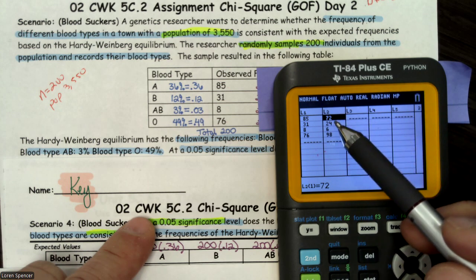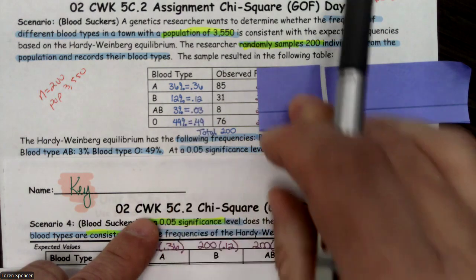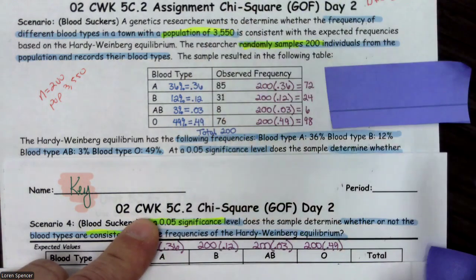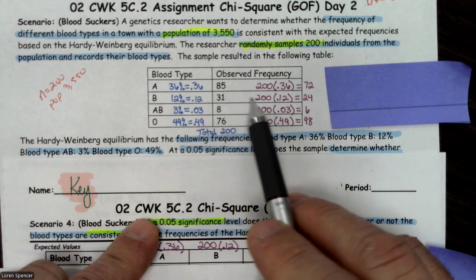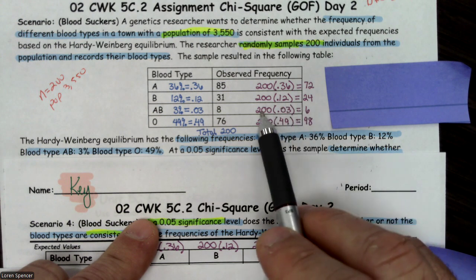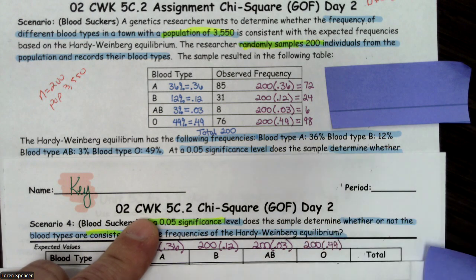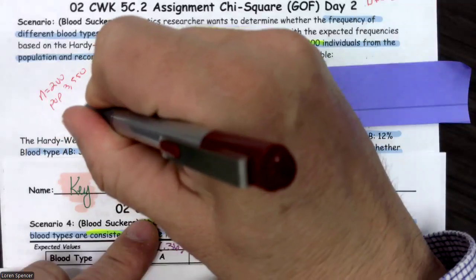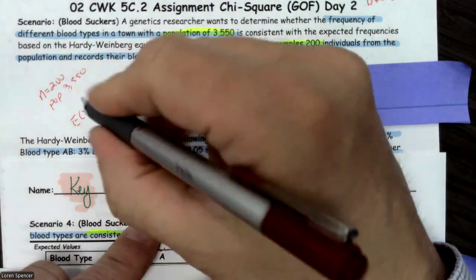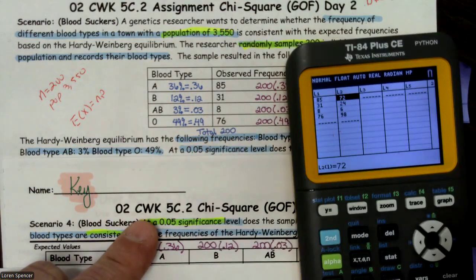What that tells me is I expect 72, because basically what we did is 0.36 times 200, and that gave us 72. 12 percent times 200 gives us 24. 200 times the 3% gives us 6. And 200 times 49% is 98. Instead of doing it each one, remember, expected value equals np. Our sample size, which was 200, times each of the percentages. But you can do it real quickly the way I did it.